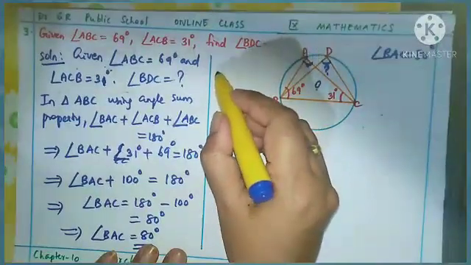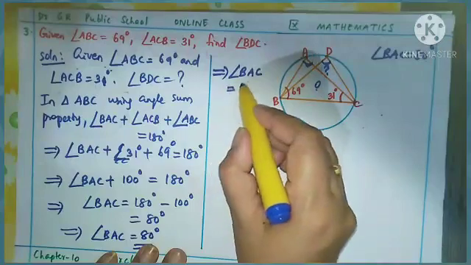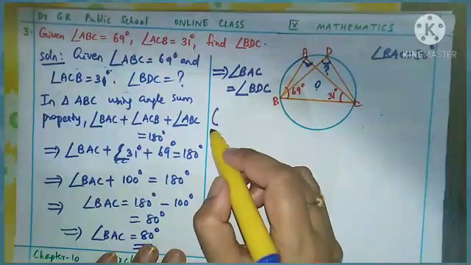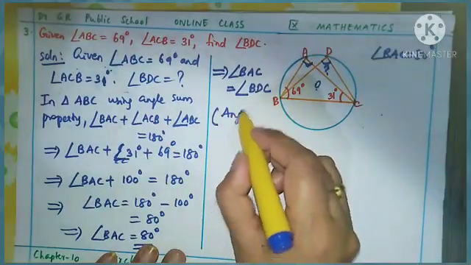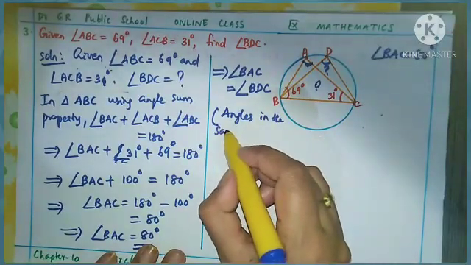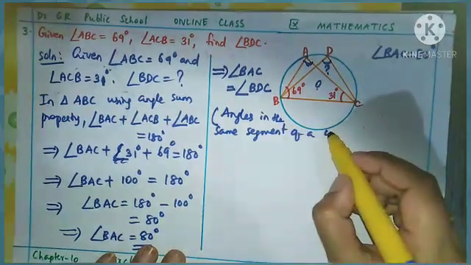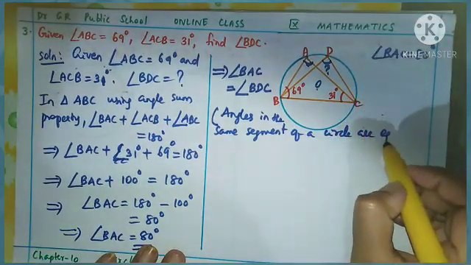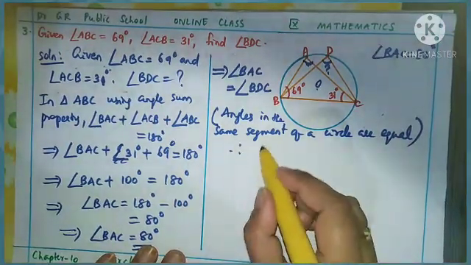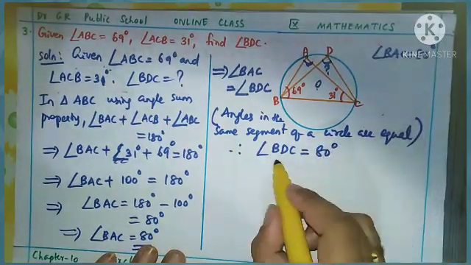This implies angle BAC is equal to angle BDC. Why? The reason you need to write is angles in the same segment of a circle are equal. So this we know by theorem. Therefore, angle BDC value is 80 degrees.